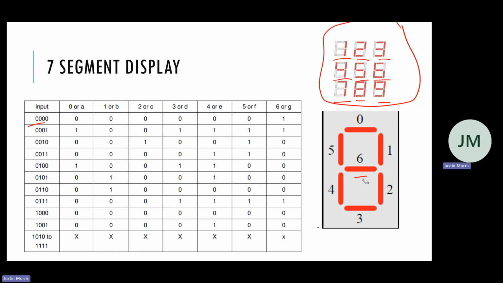So this is another example of a decoder. Give me your binary inputs, 0, and I want to display it on this display. Which ones do I need to turn on? Which ones do I need to turn off?